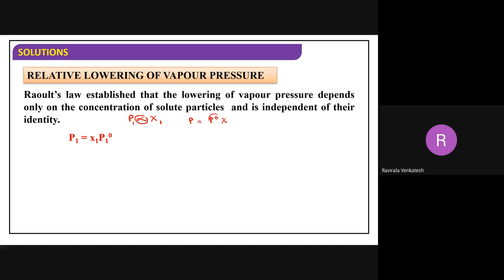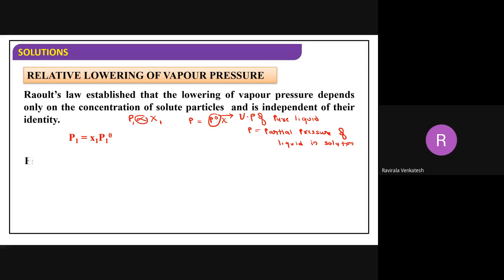What is P naught here? P naught is nothing but the vapor pressure of pure solvent, pure liquid. Write down pure liquid, because we don't know which solvent, which is liquid. P naught is the vapor pressure of pure liquid, where P is the partial pressure of liquid in solution. So I think everyone knows this law, Raoult's law.